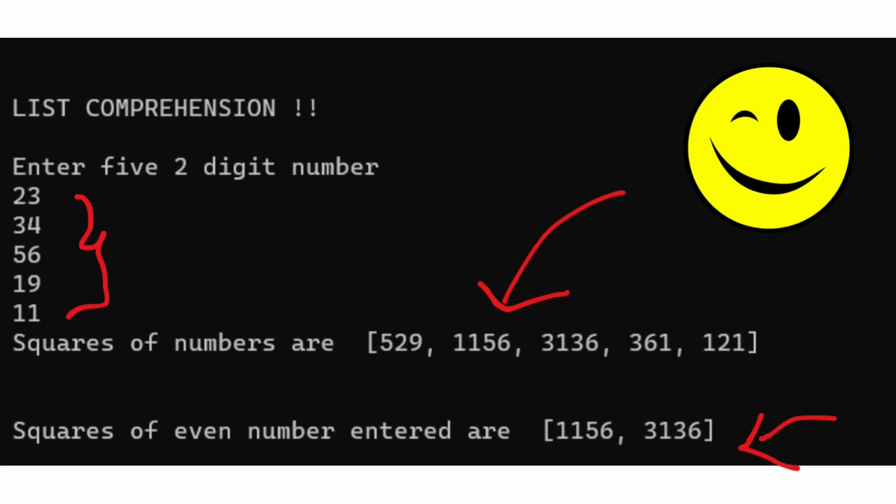And see the output. So here we enter 23, 34, 56, 19 and 11. And the squares of the numbers are, yes, we got the squares for all the numbers that we entered. And in the next list, the squares of even numbers, we got only 2. Only 2 numbers are even among the entered numbers.